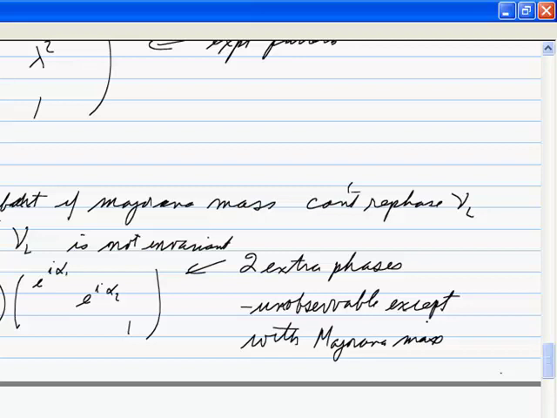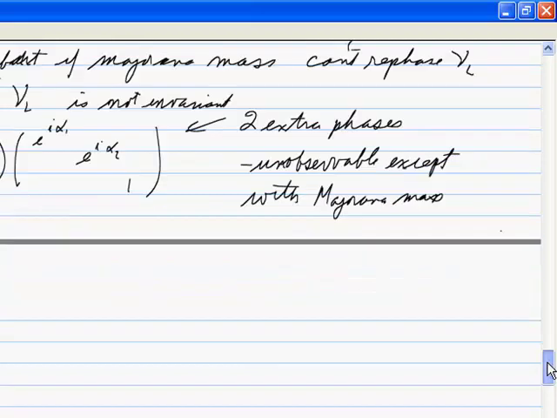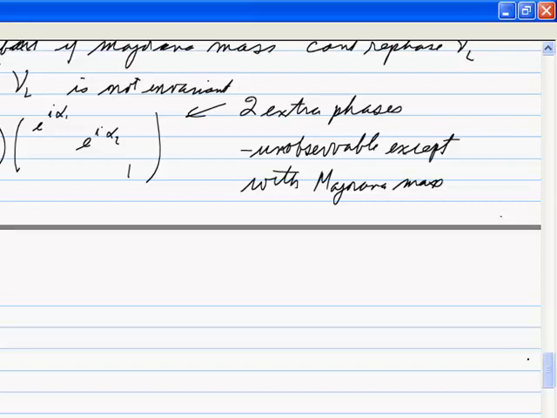So unless you do something with Majorana masses, you can't see them. Okay, any questions about that? So these extra phases are present there. I don't know if I should bother spending time on the parameterization. Let me maybe just give you the Wolfenstein parameterization of this so we can use it.